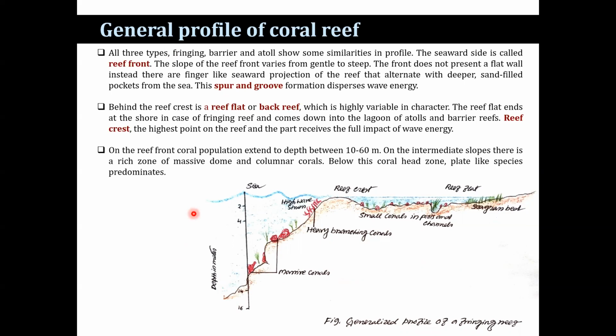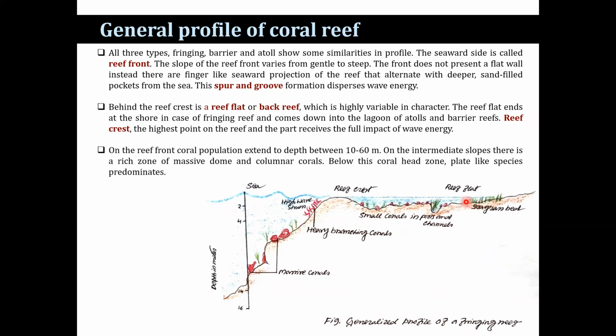The seaward side is called the reef front, which you see here. The slope of the reef front varies from gentle to steep. The front does not present a flat wall. Instead, there are finger-like projections of the reef that alternate with sand-filled pockets from the sea. These are known as spur and groove, and this formation of spurs and grooves disperses the wave energy.